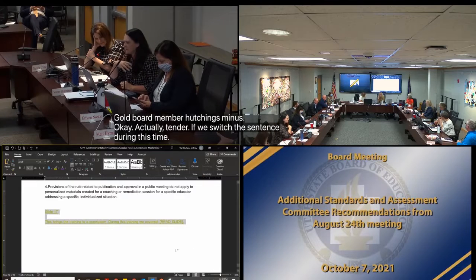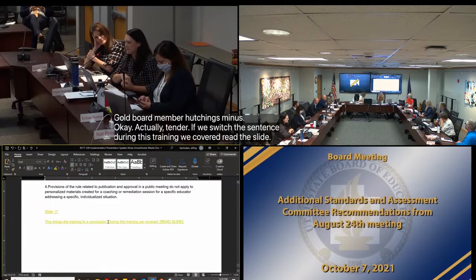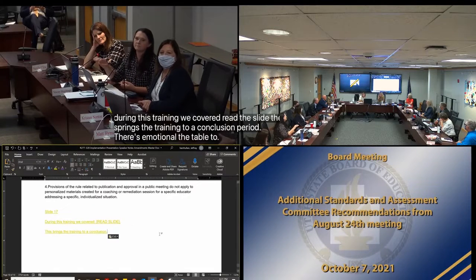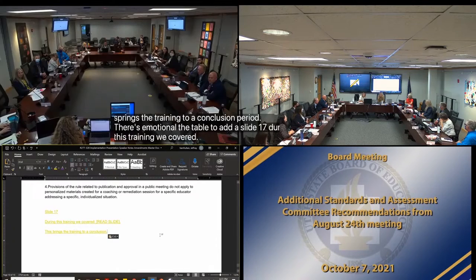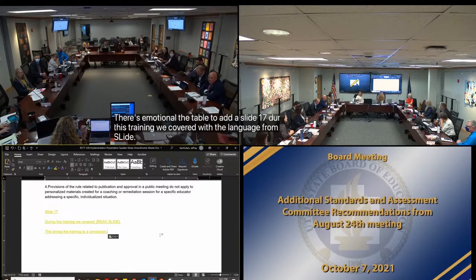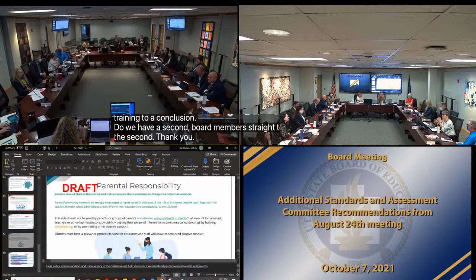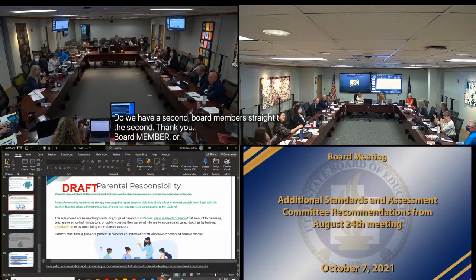During this training, we covered, read the slide. This brings the training to a conclusion. There's a motion on the table to add a slide 17. During this training, we covered, with the language from the slide, and then ending with, this brings the training to a conclusion. Do we have a second? Board Member Straight is the second. Thank you. Board Member Earl, would you like to discuss this?